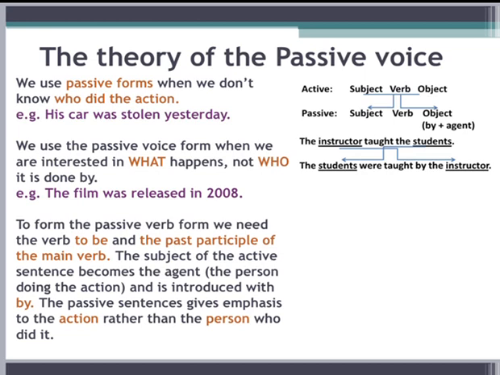To form the passive verb form, we need the verb to be and the past participle of the main verb. The subject of the active sentence becomes the agent, the person doing the action, and is introduced with by. The passive sentences gives emphasis to the action rather than the person who did it.